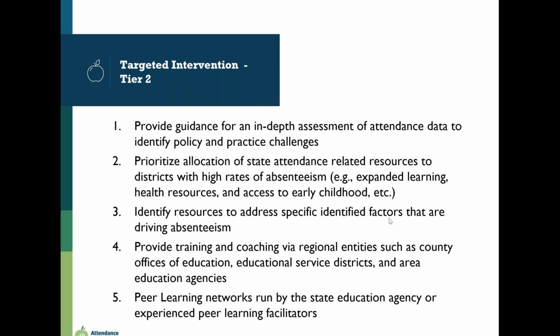And then there's also, these are the kinds of targeted interventions that you can put in place, where you're actually allocating state resources to, let's say, for example, around health, to target places that have higher levels but also known health issues. You can also provide more in-depth training and coaching through your existing professional development networks. You can create peer learning networks.